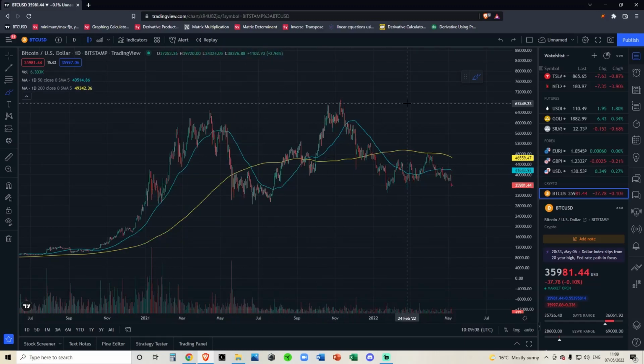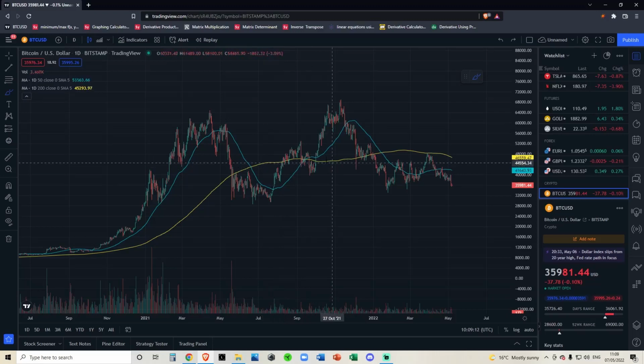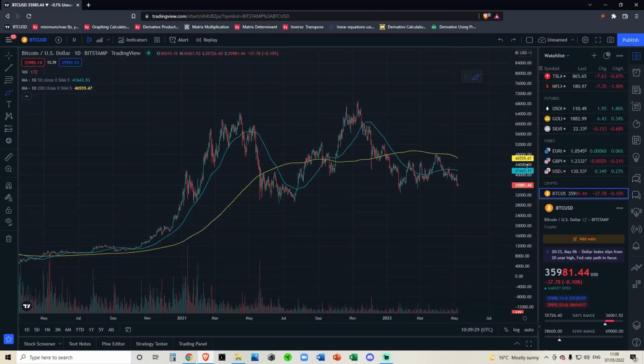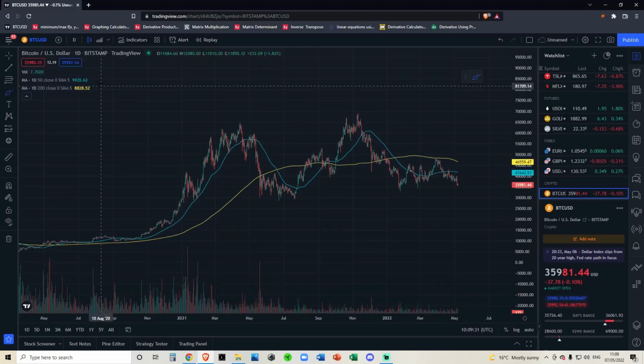Now, what is a golden cross? A golden cross is where this blue line crosses above the yellow line. And once again, the blue line is your 50-day moving average and the yellow line is your 200-day moving average. What does this mean in layman's terms? It simply means that the last 50 days worth of data traded has been more bullish than the last 200 days worth of data traded.